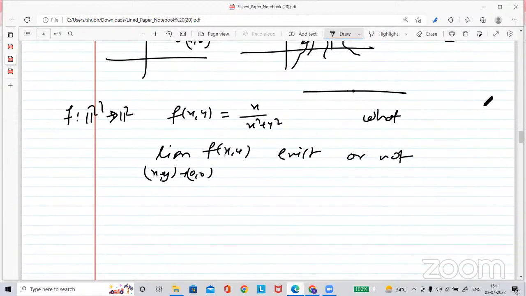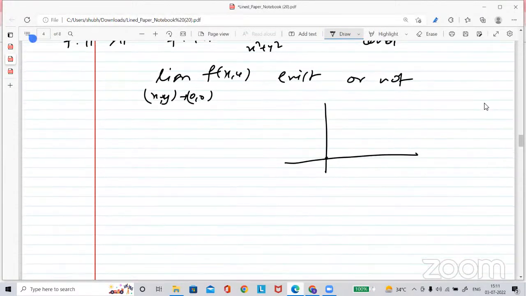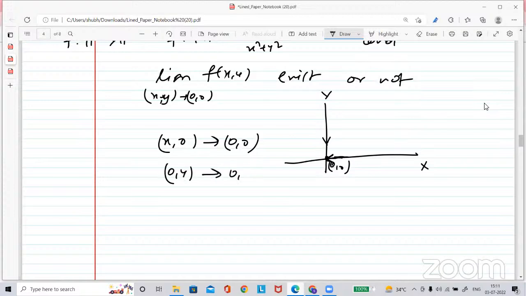So let me make a picture here. (0, 0) means our origin is here. I can approach according to this axis itself, right? According to this axis, we are approaching (0, 0) like this, along the x-axis, (x, 0). If we approach from this side, we are approaching along the y-axis, (0, y), to (0, 0).